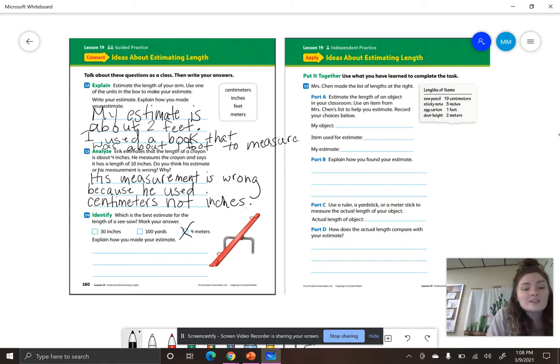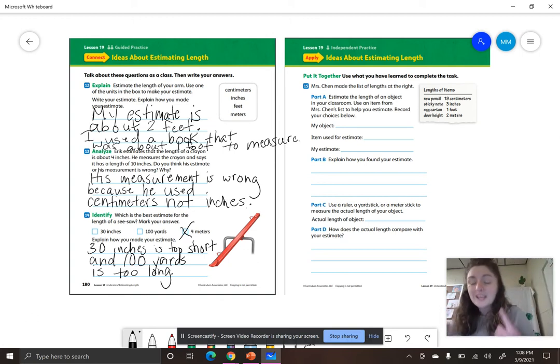So we would say 30 inches is too short. Ooh, that R control vowel O-R, too short. And 100 yards is too long. So when we understand those units of measurement, we can use that knowledge to help us think about this estimating, right? If I know that inches are shorter than feet, and if I know that yards are longer than inches, that's going to help me think about how I could maybe estimate.